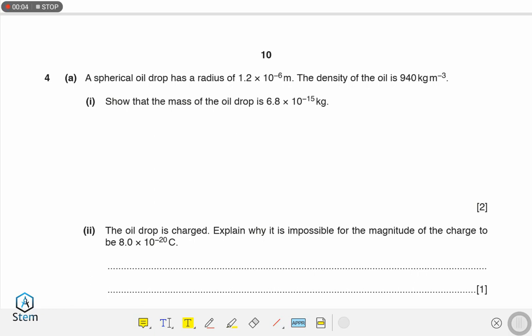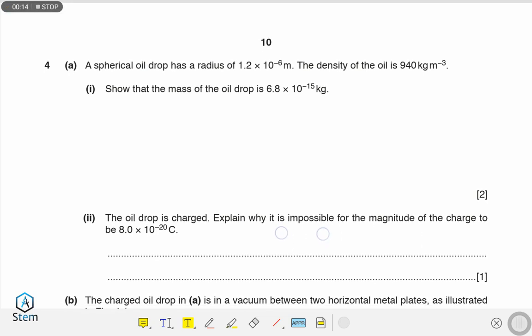Let's move to question number 4. A spherical oil drop has a radius of 1.2 times 10 to the power minus 6 meters. The density of the oil is 940 kg per cubic meter. Show that the mass of the oil drop is 6.8 times 10 to the power minus 15 kg.